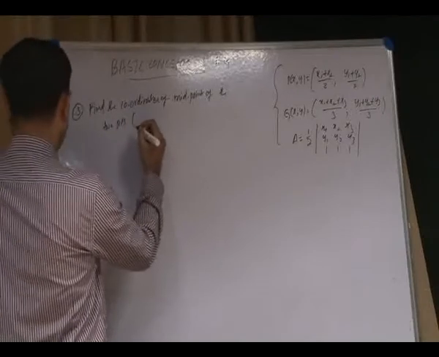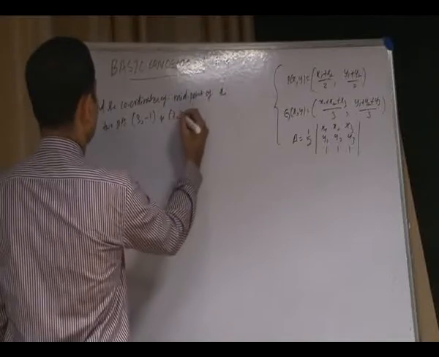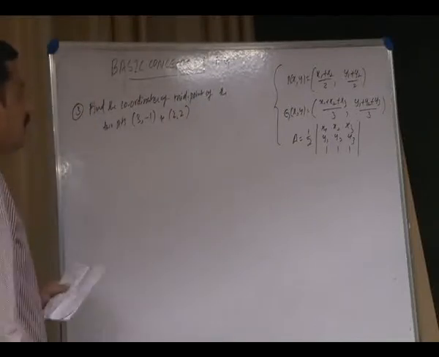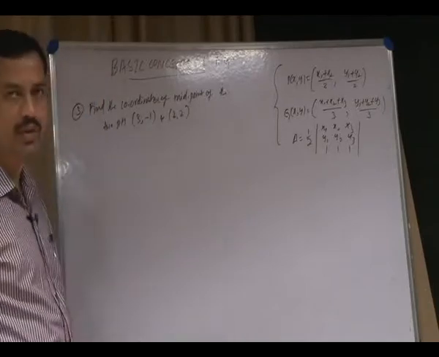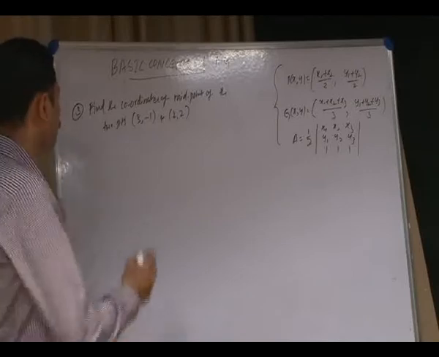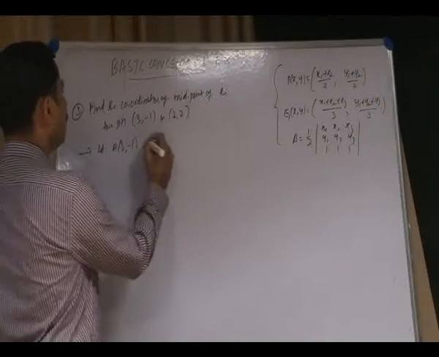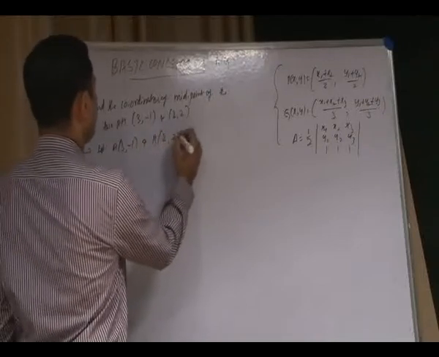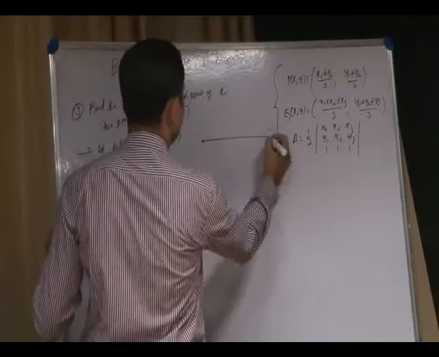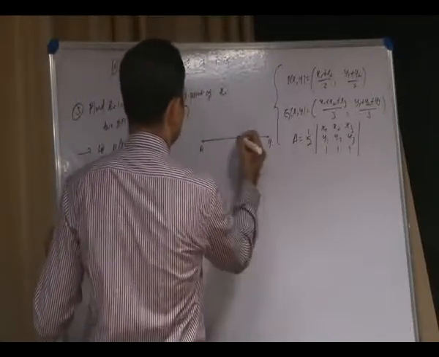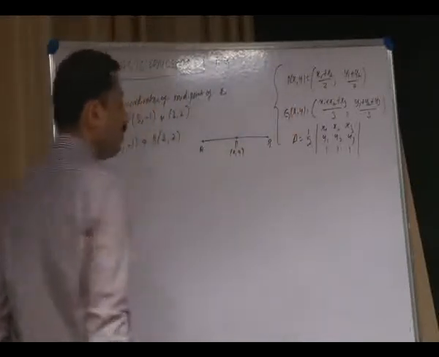Find the coordinates of the midpoint of the line joining two points, say 3 comma minus 1 and 2 comma 2. So, here two points are given. Let A 3 comma minus 1 and B 2 comma 2 be the given points. That means, suppose this is the line joining two points A and B, then you have to find the coordinates of midpoint P x comma y by using the midpoint formula here.